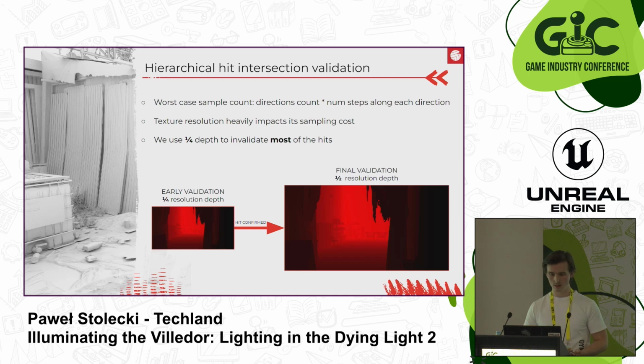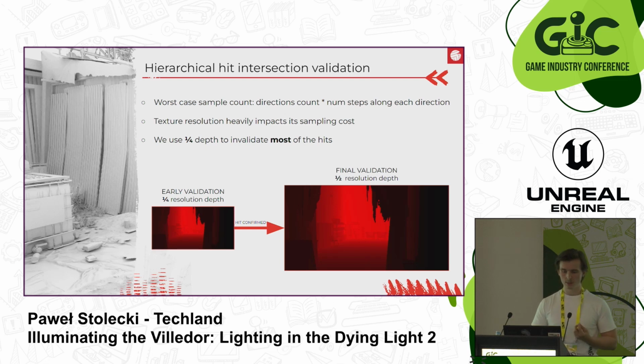So the first trick is a hierarchical hit intersection validation. Ray marching is all about performing intersection tests. The number of tests a pixel can perform will vary across the screen. In pessimistic cases, it can be tens of tests will be performed. Each will require a depth sample to be taken. Since the texture sampling cost is heavily linked with the texture resolution, we want to make sure that the texture that we are sampling is the smallest possible.